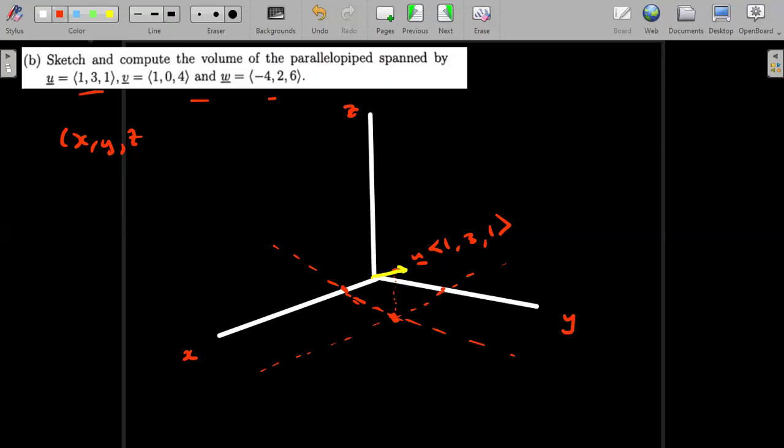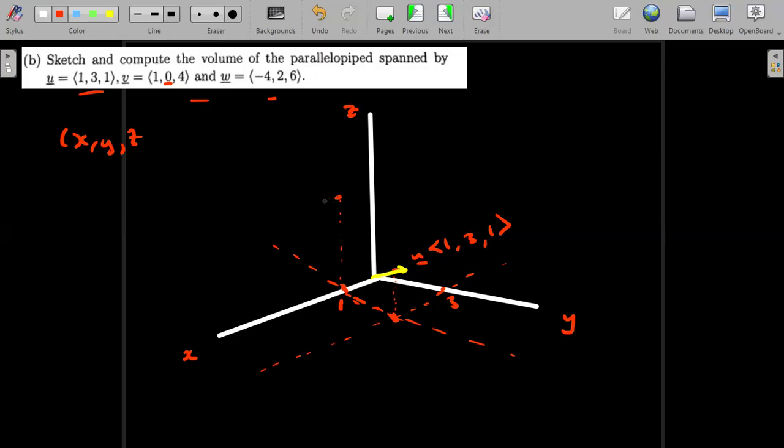Then I do the same for the next one. I have v. My v shows 1 in the x-axis, and my 1 is here. It has 0 in the y-axis, so it won't move. Then they're saying 4 units in the z-axis, so I'll move up 4 units. Let's say that is 4 units there.